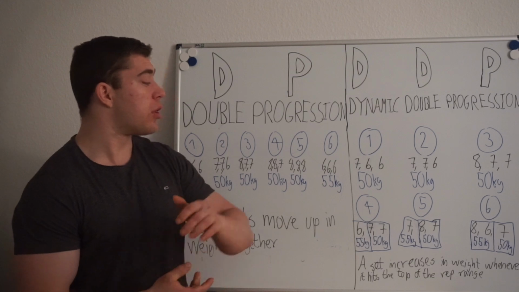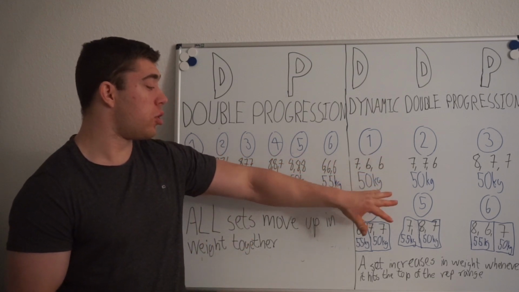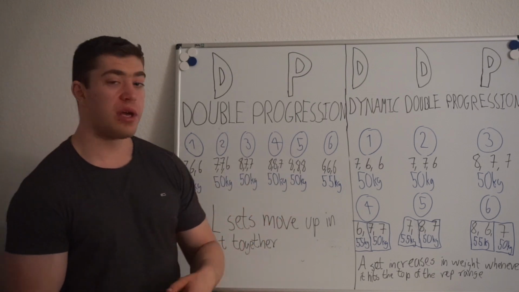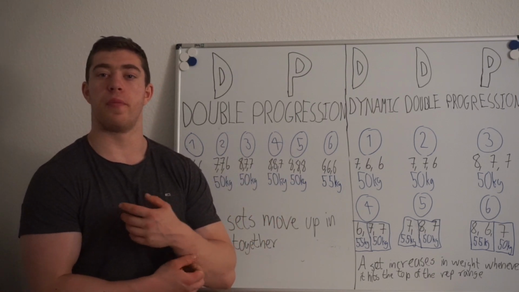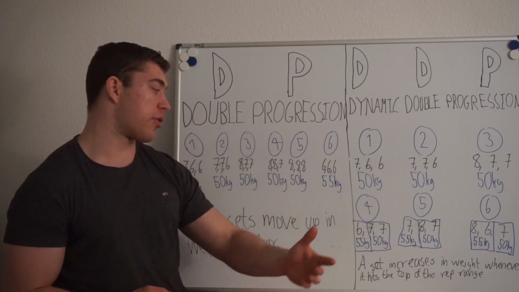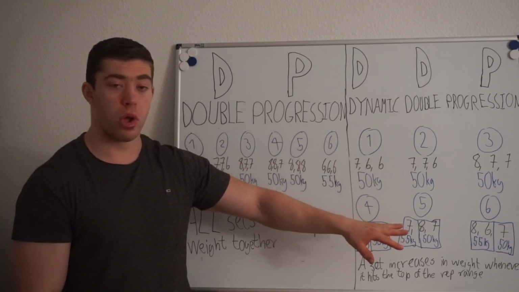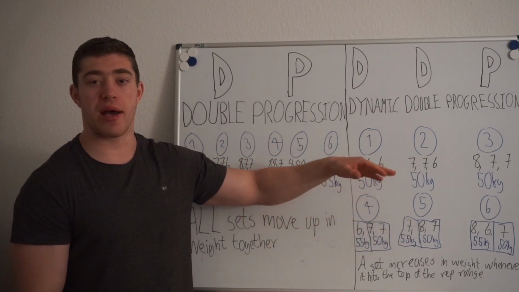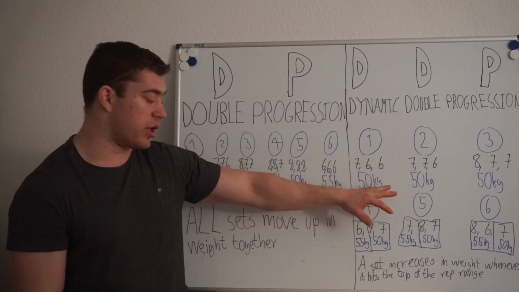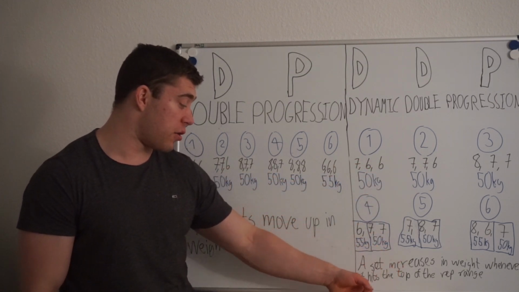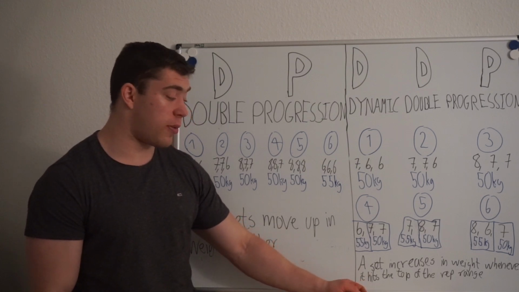So this is going to be more intense because you're not waiting for all the sets to hit the same amount of reps. So there are going to be more sets taken to failure here. It's going to be higher exertion on average. So as I've written down here, a set increases in weight whenever it hits the top of the rep range.